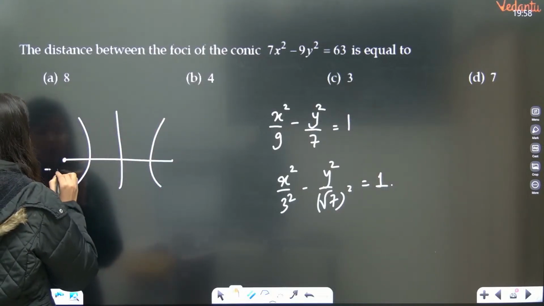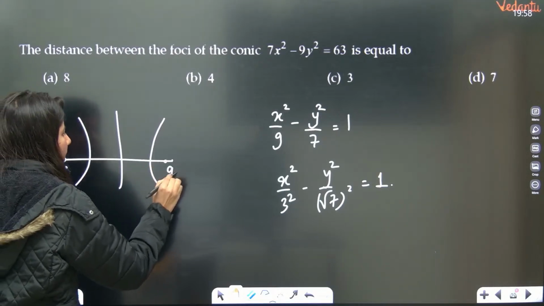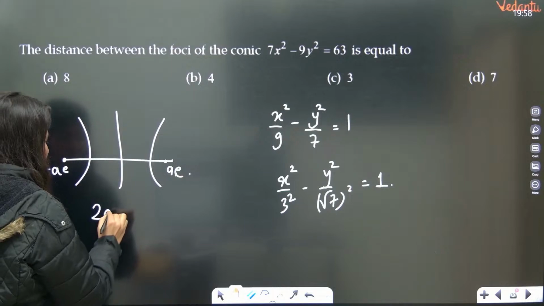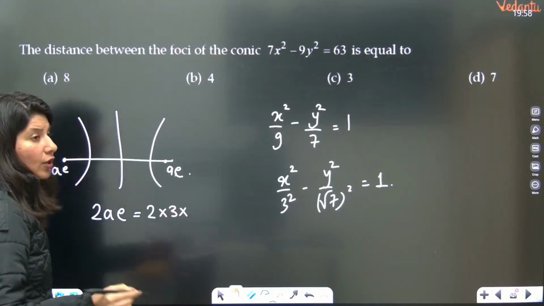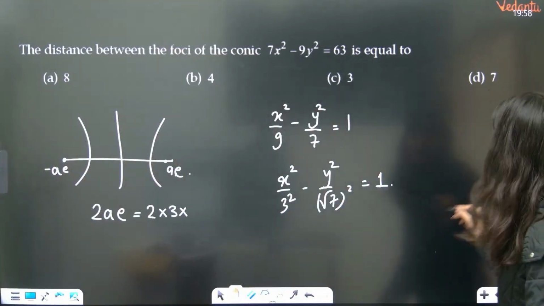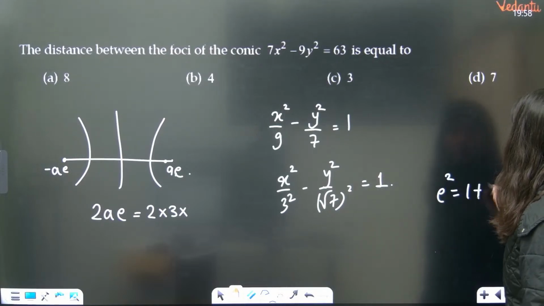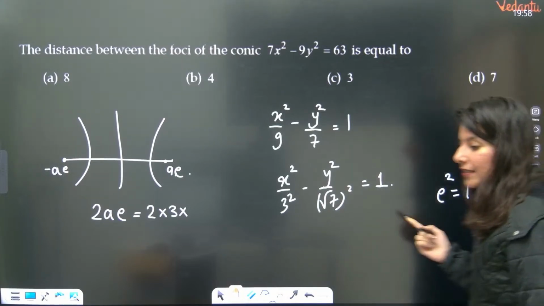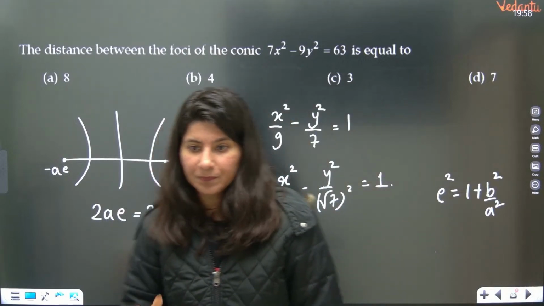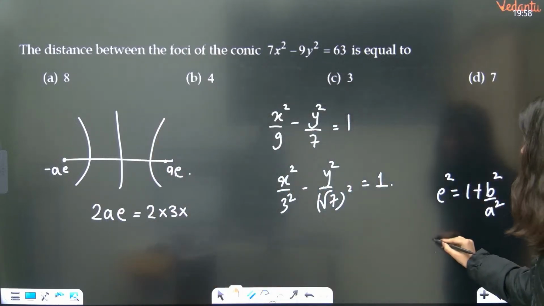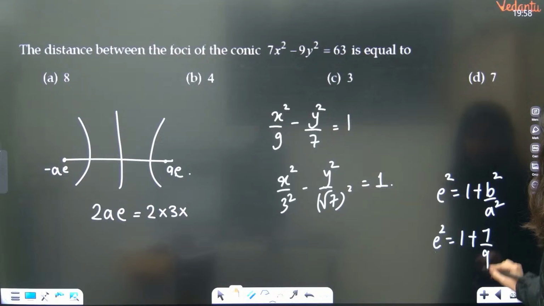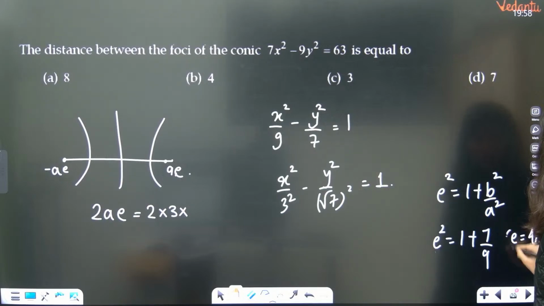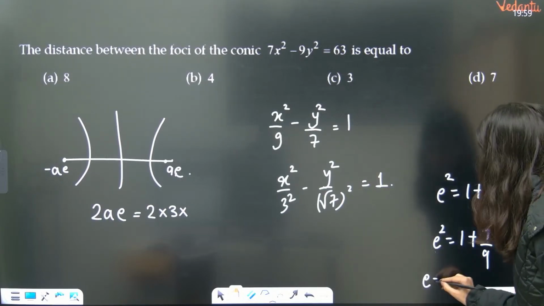The foci of this hyperbola are minus AE, comma AE. The distance between foci will be 2AE. 2 into A, what is A? 3, and E. Now tell me the value of E. E square is equal to 1 plus B square by A square, the eccentricity formula for your hyperbola. So 1 plus 7 by 9, this is going to give you 16 by 9. So E is nothing but 4 by 3.